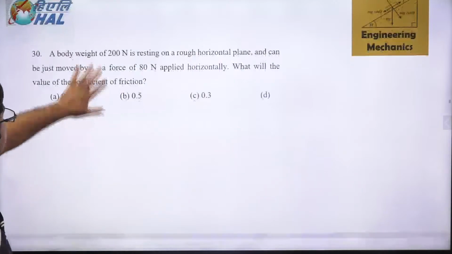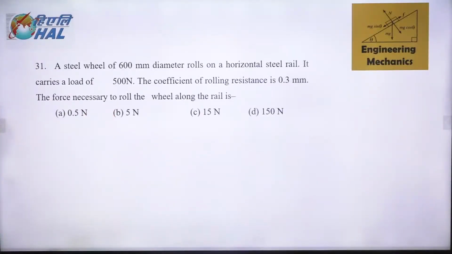That is the 31st question for us. Try to solve this question now. This is also, I think, a BHEL question. BHEL used to conduct its own exam. A steel wheel of 600 millimeter diameter is rolling on a horizontal steel rail. It carries a load of 500 Newton. Coefficient of rolling friction is given. Find the force necessary to roll the wheel along the rail. I gave you the concept of how it is to be obtained.